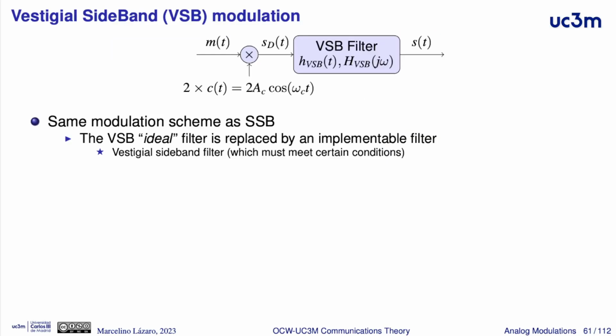The vestigial sideband modulation proposes to generate the modulated signal by means of direct filtering, like in the single sideband modulation, but replacing the ideal filters with implementable filters. These filters are called the vestigial sideband filters, and these filters must meet certain conditions. Now we are going to analyze these conditions graphically in the frequency domain.